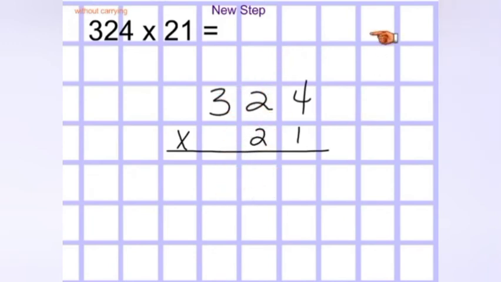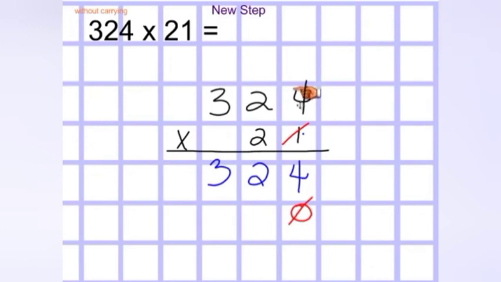Okay, so to begin, we're going to do the 1 times the 4, which is 4. 1 times 2 is 2. And 1 times 3 is 3. Now I want you to pause the video and do the next step. Okay, you should have crossed out the 1 in the ones place, put a 0 in the ones place to hold the spot, that's a placeholder. Make sure to put that line through it.